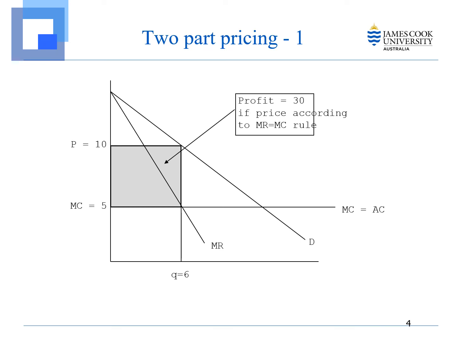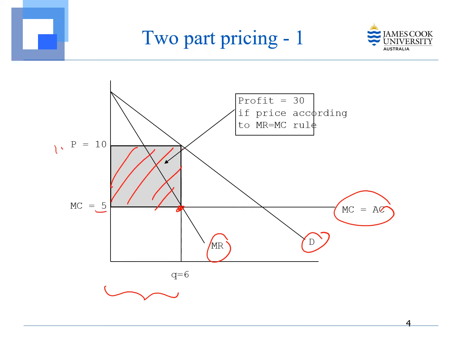Sometimes we can have two-part pricing. Usually we are going to have, say, a demand like this, with associated MR, and MC is a constant marginal cost. MR equal to MC, produce at this point. That means a quantity of 6 units. Go from quantity up to the demand curve, read out the price. So it's 10. Marginal cost is 5. So profit is this area. So it's 30.